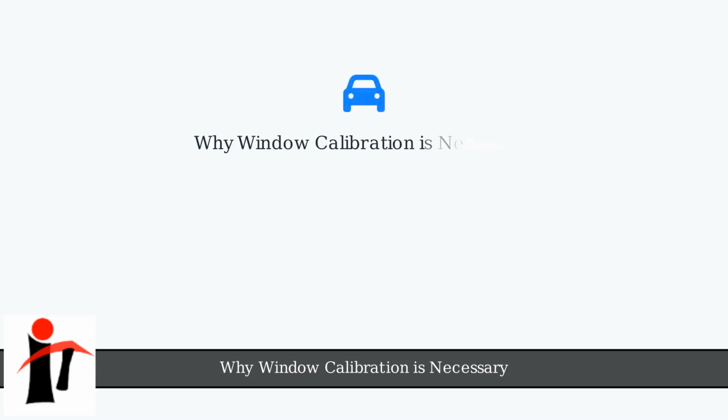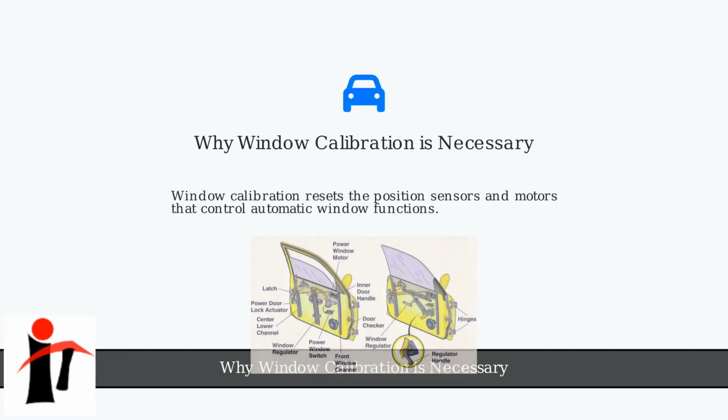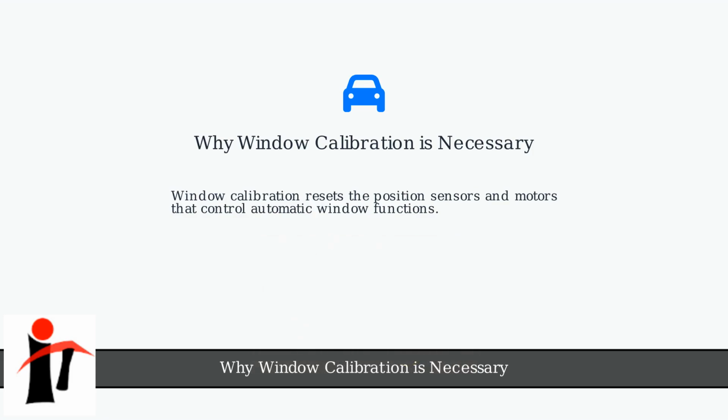Window calibration resets the position sensors and motors that control the automatic window functions. This ensures windows move precisely and stop at the correct positions. Miscalibration can occur due to several factors.